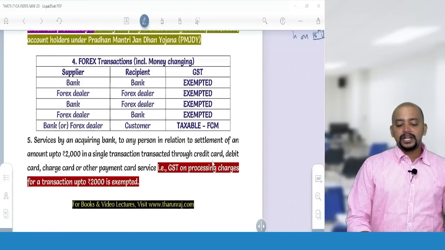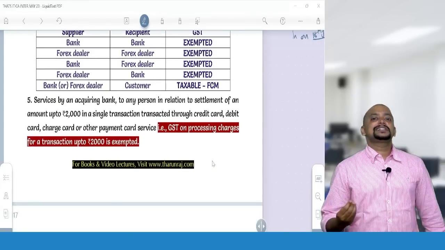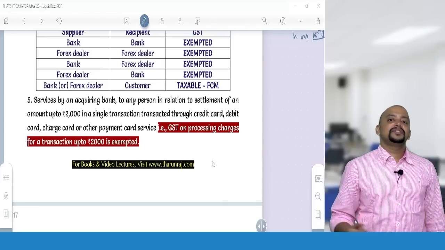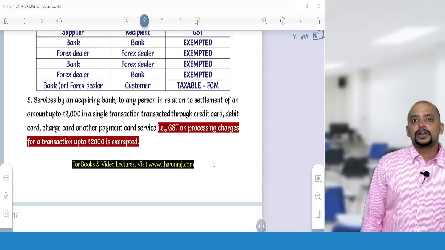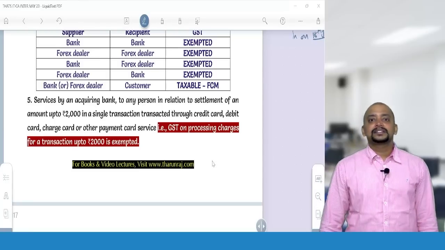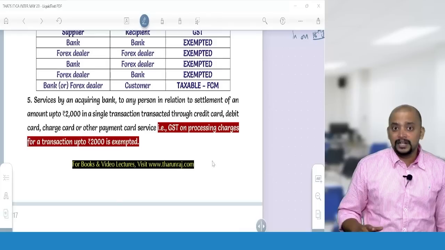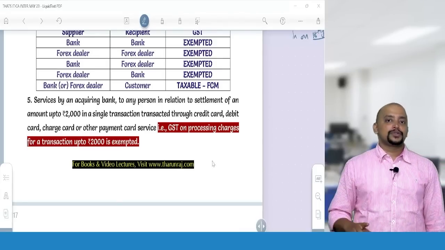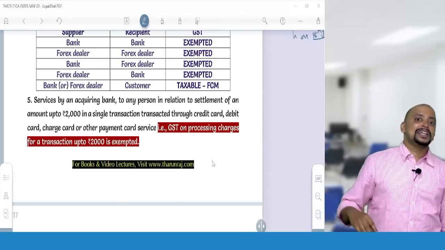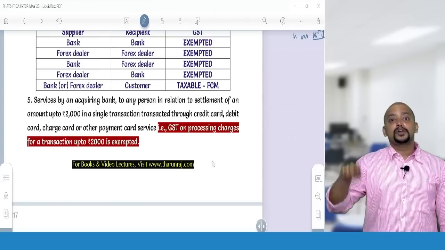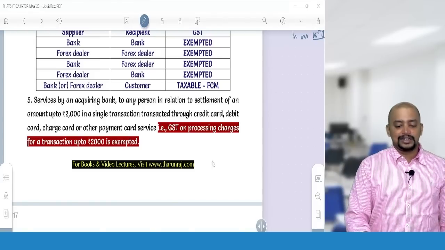Then point number 5, that is GST on processing fee. Whenever we make payments through a payment gateway, these payment gateways or banks will be collecting some processing charges. Card payment processing charges will be exempted if the payment does not exceed 2000. Processing charges will be there even if the payment does not exceed 2000, but on those processing charges GST is exempted.